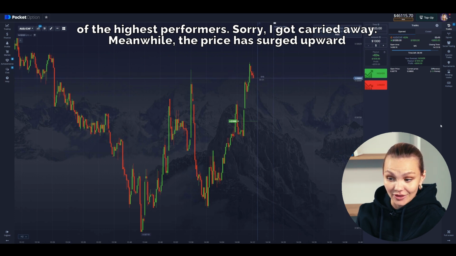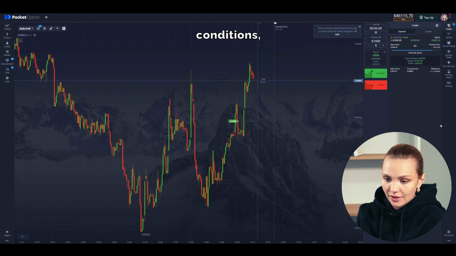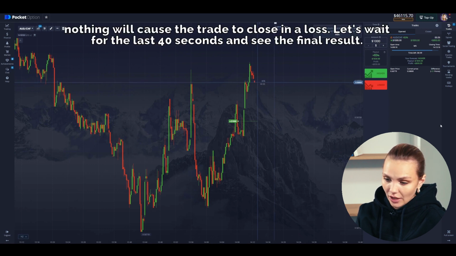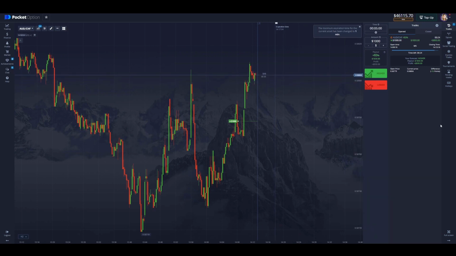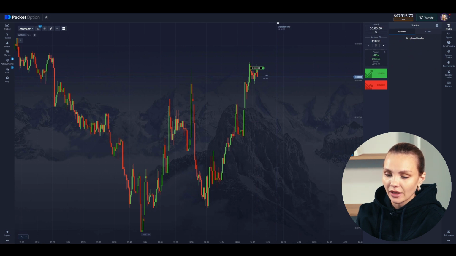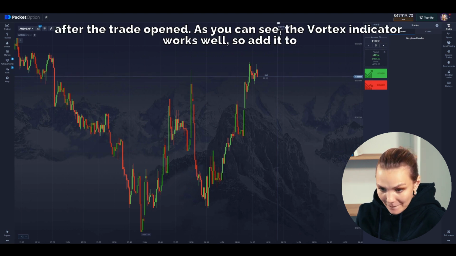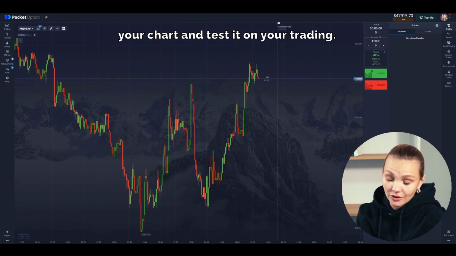Meanwhile, the price has surged upward with a powerful impulse. I've even stopped looking at the chart because, in the current conditions, nothing will cause the trade to close in a loss. Let's wait for the last 40 seconds and see the final result. Only about 3 seconds left, and the trade closes with a highly confident profit. I didn't even have time to get nervous when the price briefly dipped after the trade opened. As you can see, the Vortex indicator works well, so add it to your chart and test it on your trading.